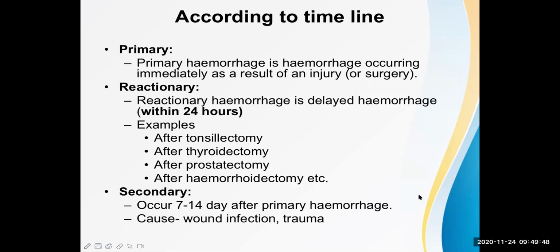Now, secondary hemorrhage occurs 7 to 14 days after the primary hemorrhage. And a most important cause is infection of the wound. So we need to manage accordingly. Sometimes early removal of that clot or the scab or some unnecessary trauma in that wound can also result in secondary hemorrhage.